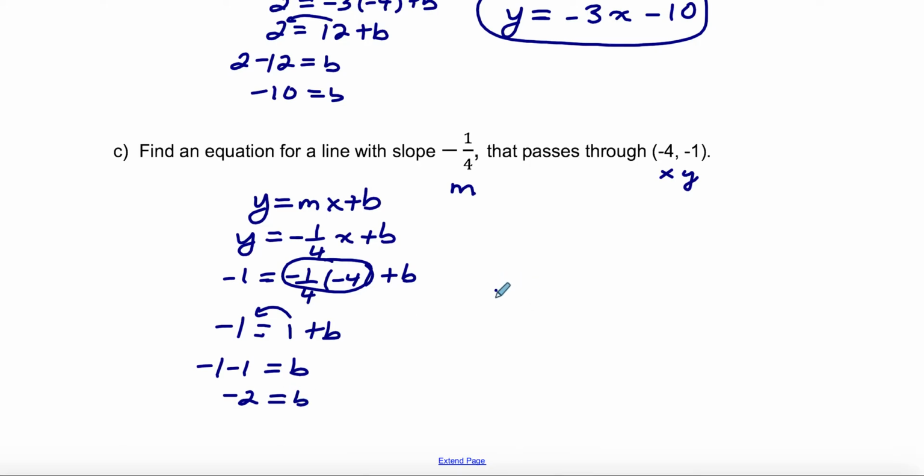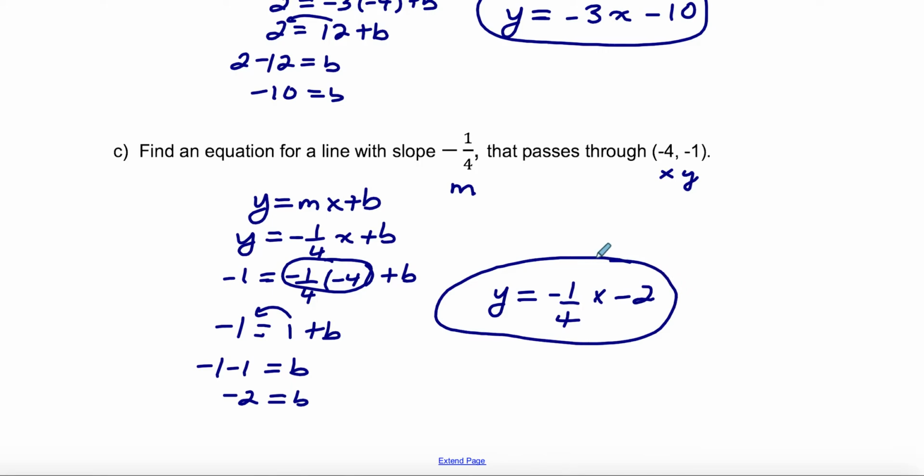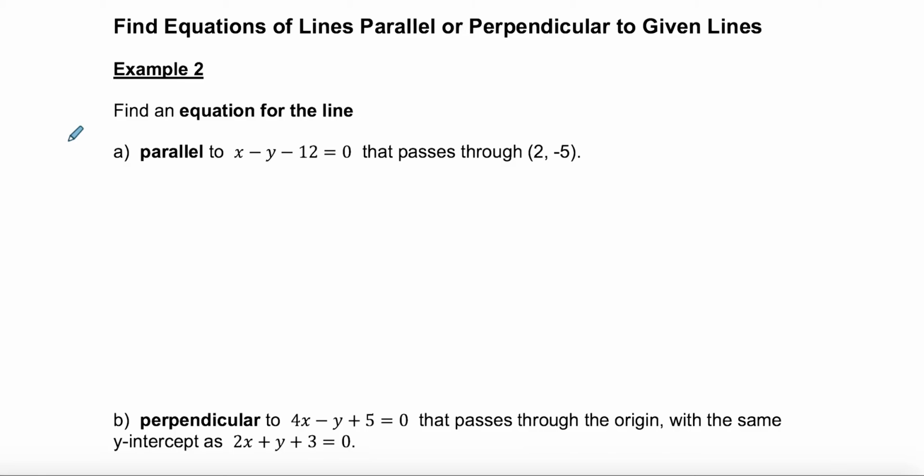So now I have my final equation, y equals negative 1/4 x minus 2. So you're not really done until you make that final statement, because the question was saying, find an equation. So I'm not finished the question unless I actually write what the equation is at the end. So we can make this a little bit harder.